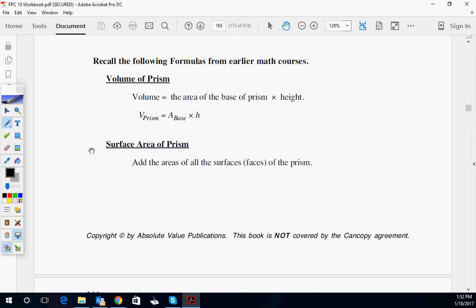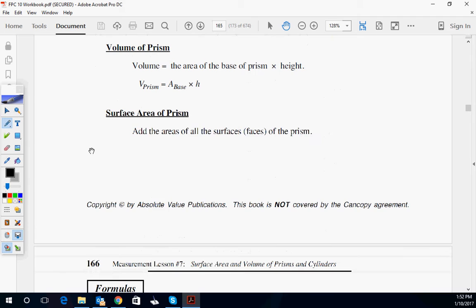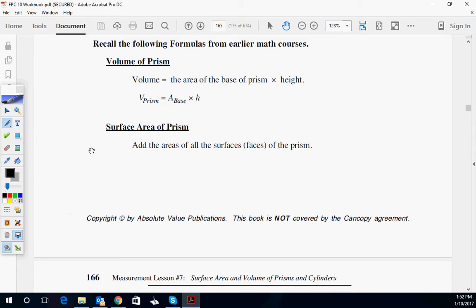If I turn this, this will be the ramp piece, for example. That side piece is the base. So you have triangles on both sides of your ramp. That's essentially a triangular prism is what we're talking about with ramps. So in general, you would take the area of the triangle times the height, or the width, of your ramp. So the volume is the area of the base times the height.